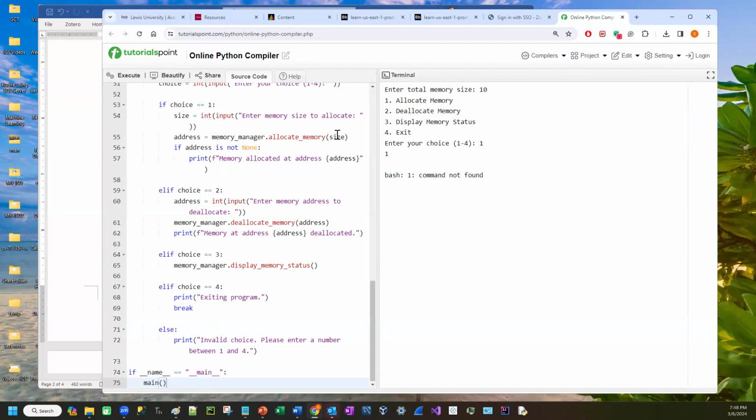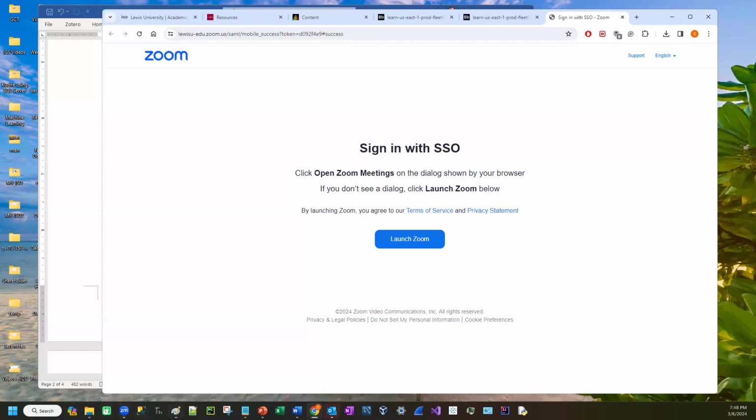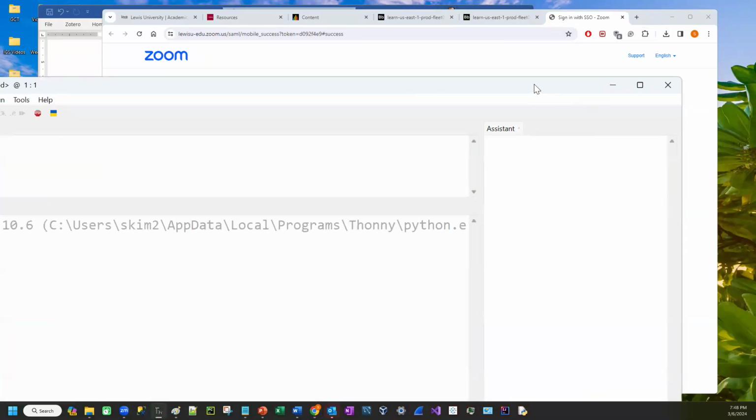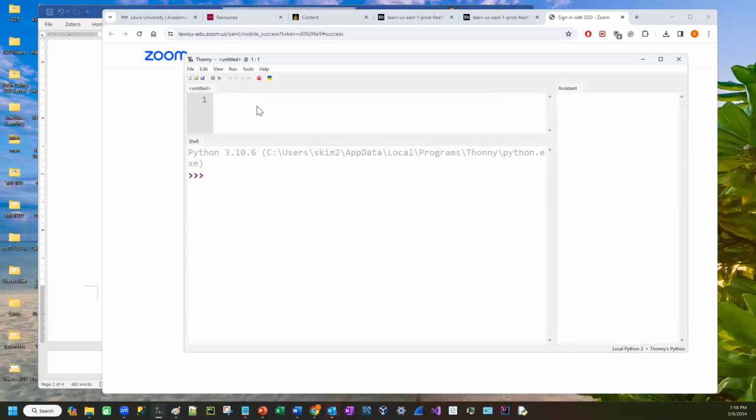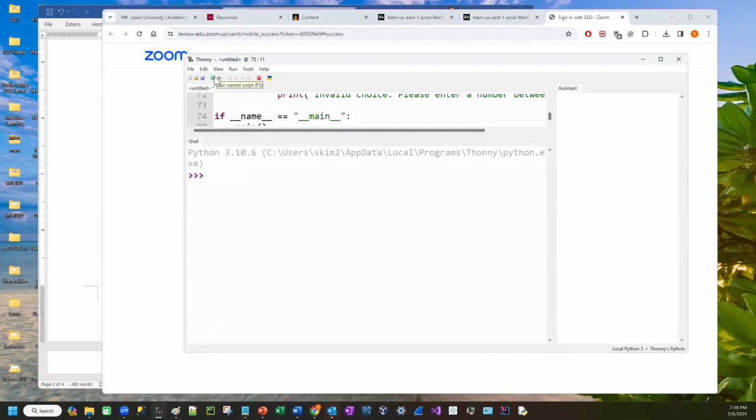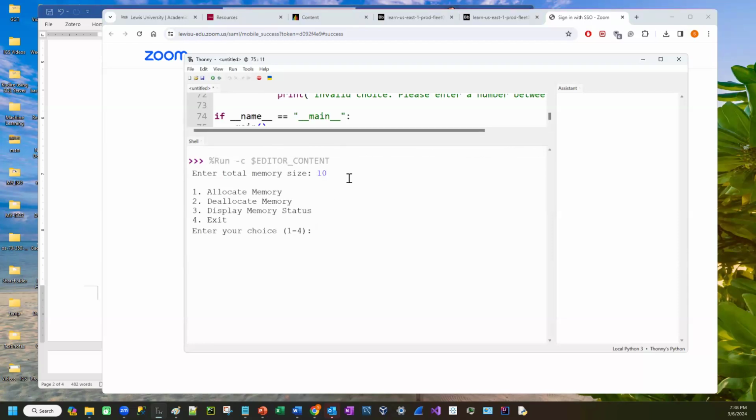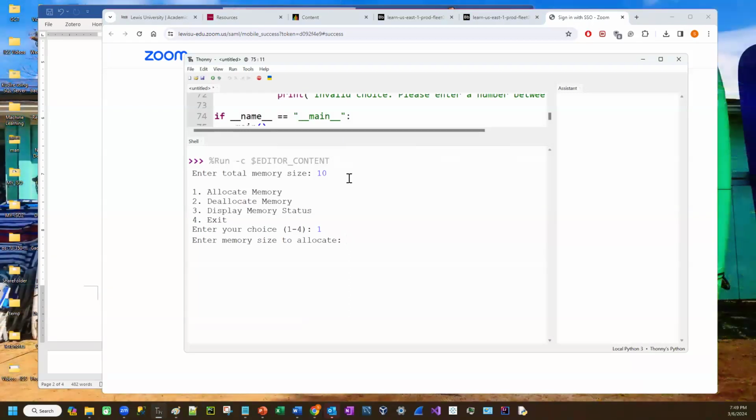Let's see. Let me not run it on here. I'm not sure why this is not running. Run it in... Running here. And then let's see if I can run it here. So memory size of 10. I'm going to try to allocate memory here. So I'm going to allocate the size of maybe 5.